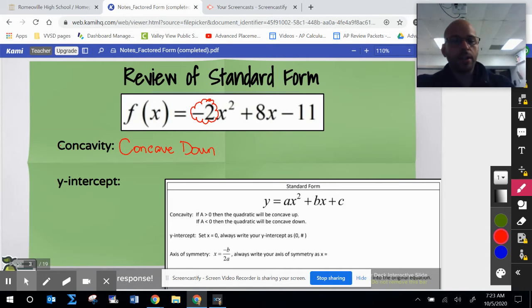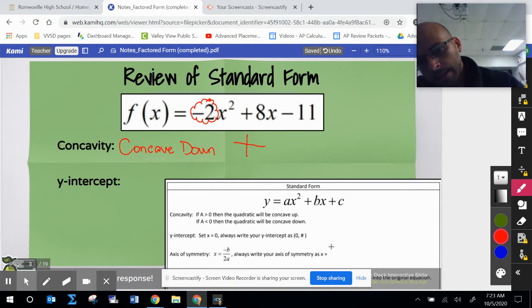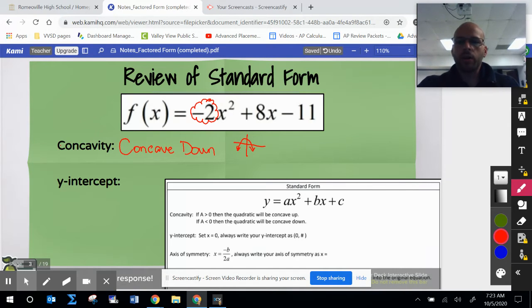Now, prior to even looking in my calculator to see what this looks like, I am fully aware that my calculator, excuse me, let me get my pen to work, is going to be a parabola opening downward.